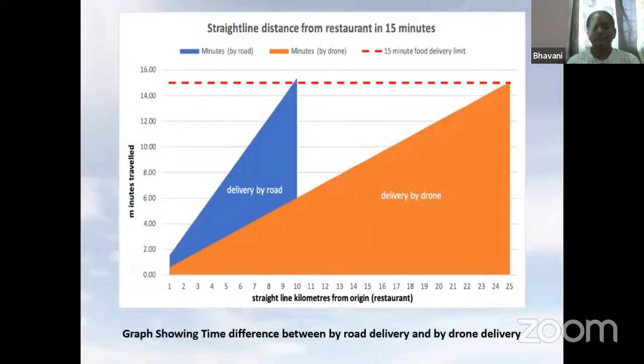Next slide. If we go through the chart, we can observe that by using the road, we can supply very few orders, whereas by using the drone, we can supply a greater quantity of orders.